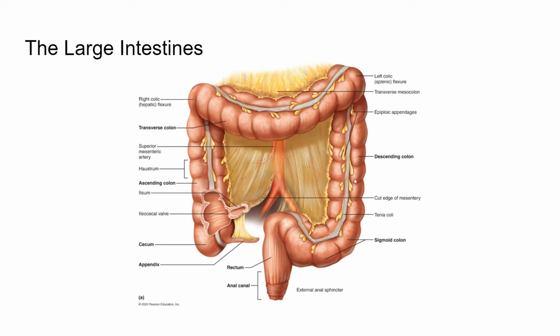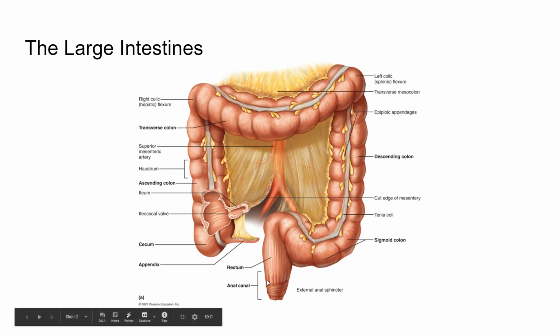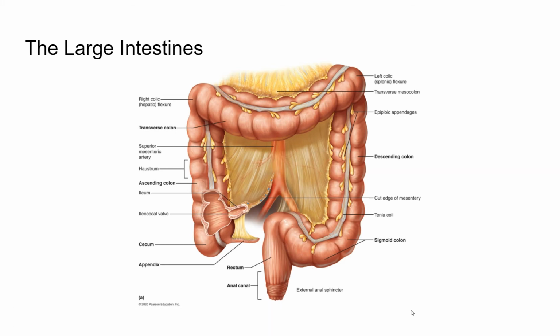Pretty easy. Now, the only one that doesn't make sense here is called the sigmoid colon. And it's called that because it has this S shape to it. And this travels down through the pelvis, actually. So this goes through the hips, between the hip bones, and then you have the rectum here, and then you have the anal canal, which ends with the outer opening to the digestive system.